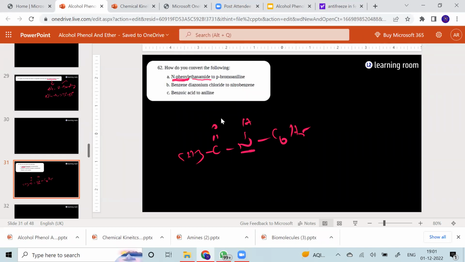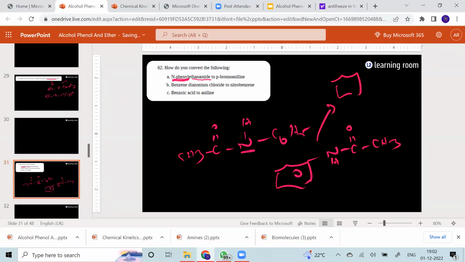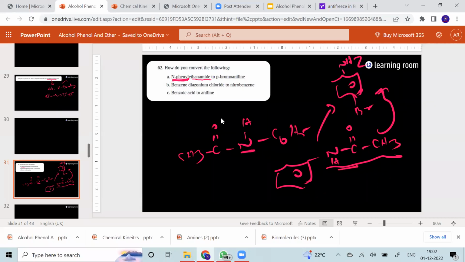That's okay, right? Now let us draw the structure in terms of the benzene ring. We have C6H5, NH, C double bond O, CH3. Now I want to convert this into para bromo aniline, that is NH2 here and Br here. This entire part can be easily converted to NH2, because this is an amide and I want to convert it into an amine. We just have to break the bond like this. A simple hydrolysis is enough, H2O in the presence of H plus.